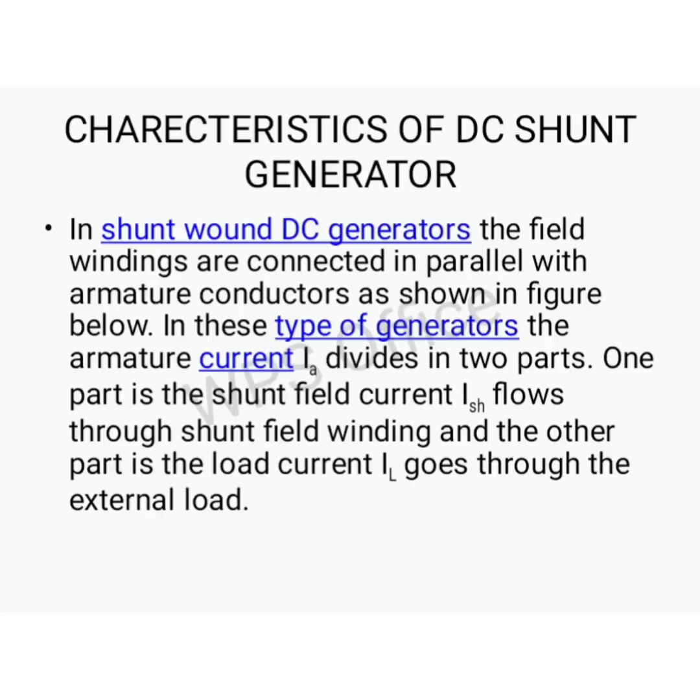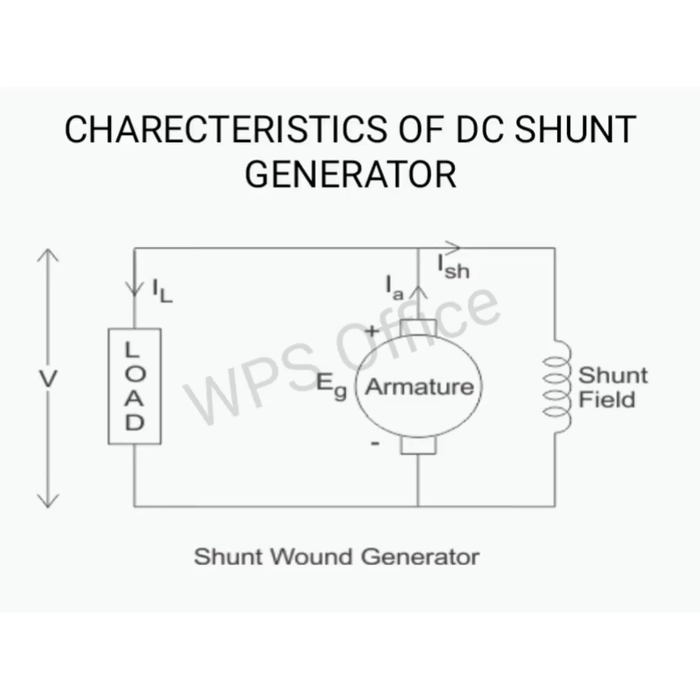In a shunt DC generator, the field windings are connected in parallel with the armature conductors, as shown in the figure below. In this type of generator, the armature current IA divides into two parts. One part is the shunt field current ISH, which flows through the shunt field winding, and the other part is the load current IL.